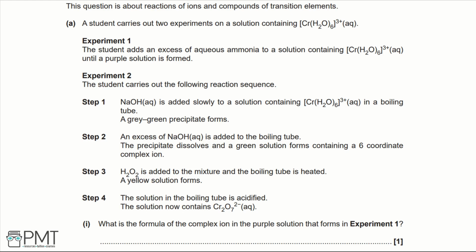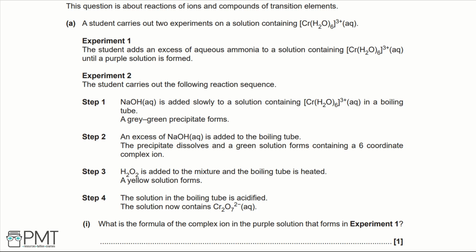Step 3. H2O2 is added to the mixture and the boiling tube is heated. A yellow solution forms. Step 4. The solution in the boiling tube is acidified. The solution now contains Cr2O7 2- aqueous. Part 1. What is the formula of the complex ion in the purple solution that forms in experiment 1?